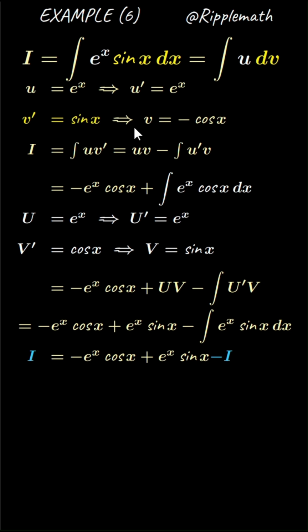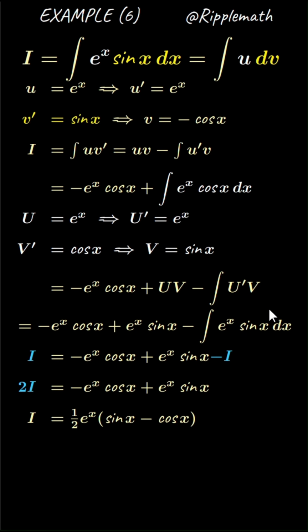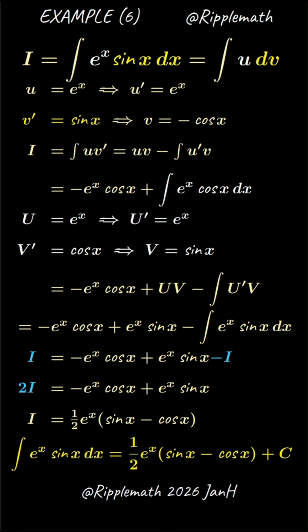So if we do some labeling there, that means I is equal to minus e^x cos x plus e^x sin x minus I. Make 2I the subject of the equation, solve for it, and that's it. Done deal.